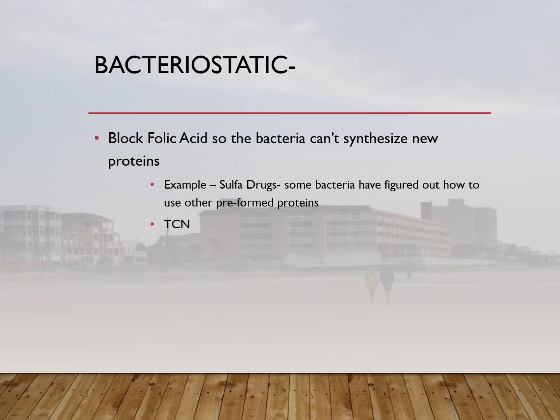One way that an antibiotic can be bacteriostatic is that it can block folic acid so that bacteria can't synthesize new proteins. The sulfa drugs, things like Bactrim, which a lot of you may have heard of, may have been on for a urinary tract infection, and tetracyclines also do this. Most common tetracycline we use is doxycycline. Tetracycline was a 3 or 4 times a day medicine. Doxy is really just a twice a day medicine, and so therefore we use that more.